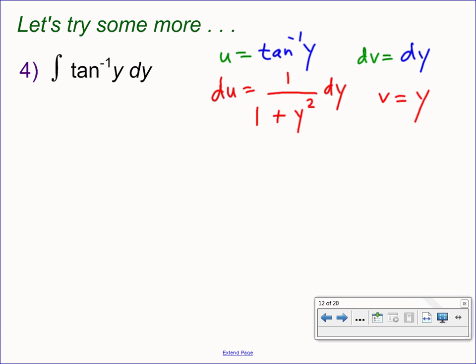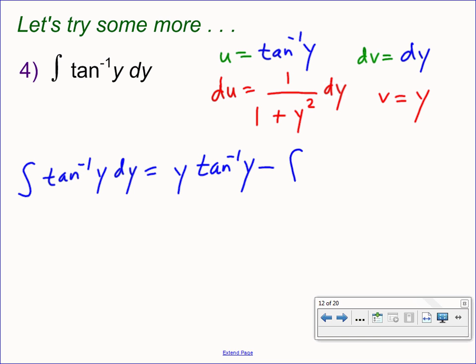We know that the integral of u dv is given by the product u times v, so that's going to be y times inverse tangent of y, minus the integral of v du. What's v? Y. What's du? 1 over 1 plus y squared dy.